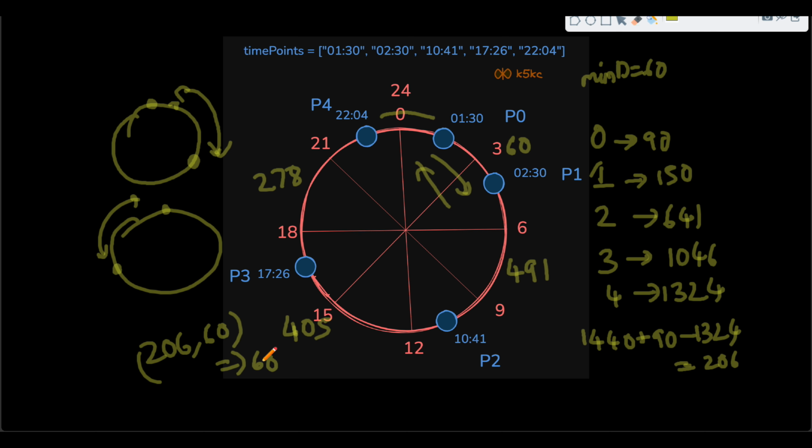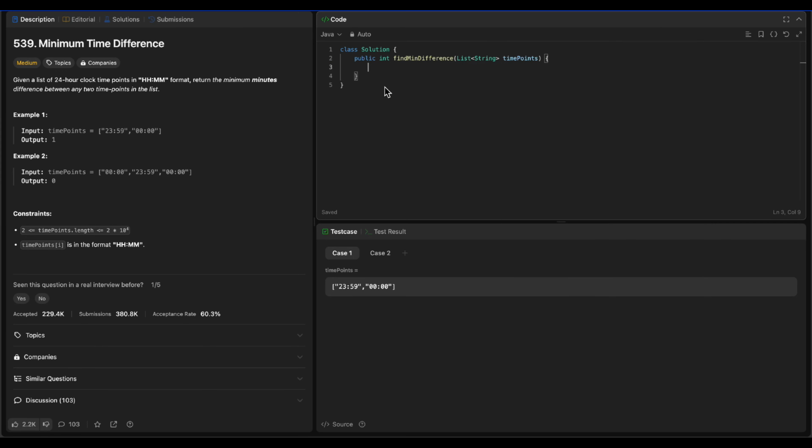And now let's jump into the code part. So first let's convert all the time points from string time to time in minutes. And for that we can just create a list of time points in minutes. And now we can just loop on all the time points and get the time in minutes. And for that we can write a utility function and let's call it convertToMinutes and pass in this time value as a string and add the result back to the minute list. And now we can sort this minute list.